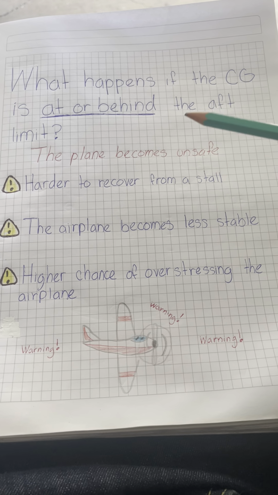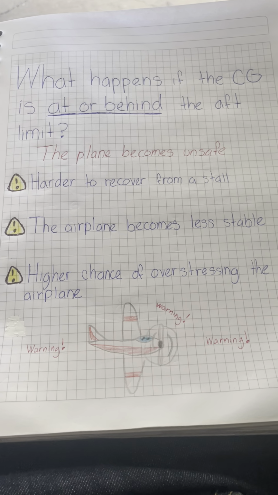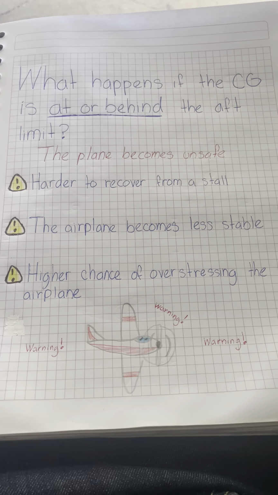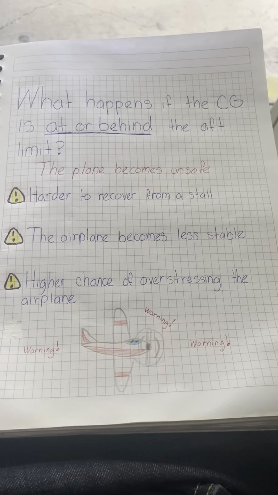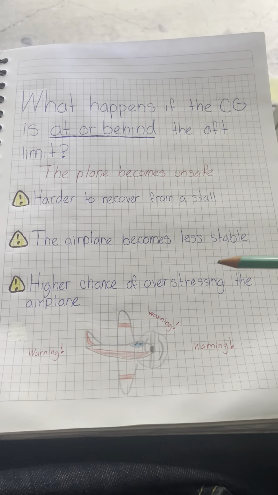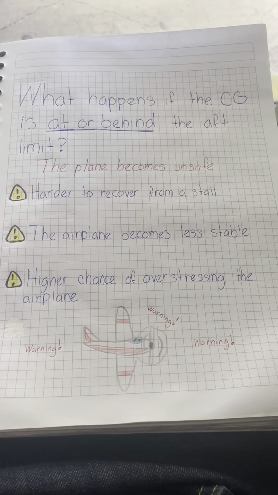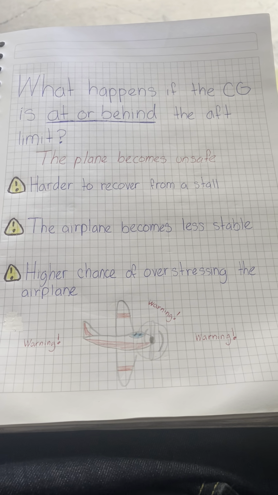What happens if the CG is at or behind the aft limit? Well, we know that the plane becomes unsafe to fly. But give me 3 reasons. Okay, 1, the plane becomes harder to recover from a stall. 2, the airplane becomes less stable. And 3, a higher chance of overstressing the airplane, meaning causing damage to certain parts of the aircraft itself.